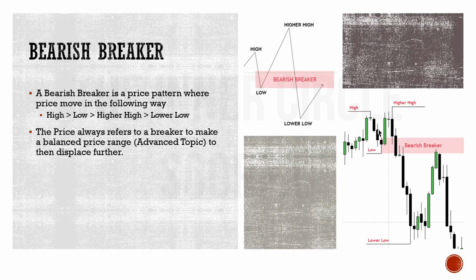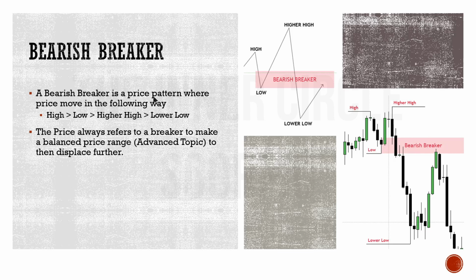A bearish breaker is a price pattern in which we see there is a high made, then we make a low, then we make a higher high, then we make a lower low. The candle that makes this low is our bearish breaker. I also added the chart example over here. We made a high, we made a low, we made a higher high, we made a lower low, which makes this candle a bearish breaker.